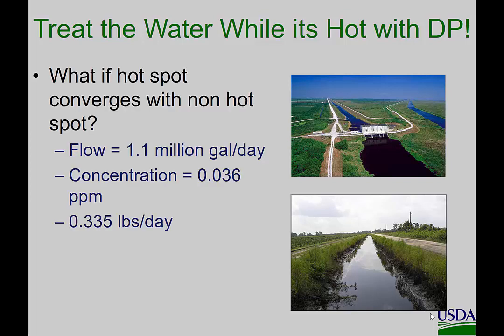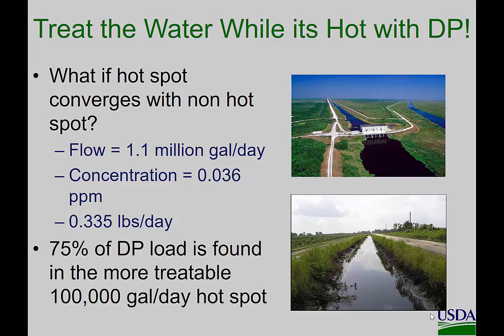Take this example. If that drainage ditch converged with that canal, in theory it'd be 1.1 million gallons per day. The concentration would be 0.36 parts per million and 0.335 pounds per day. 75% of your dissolved P load is found in the more treatable hotspot of only 100,000 gallons per day. It is much, much more efficient to go after those smaller hotspots than the more dilute ones.